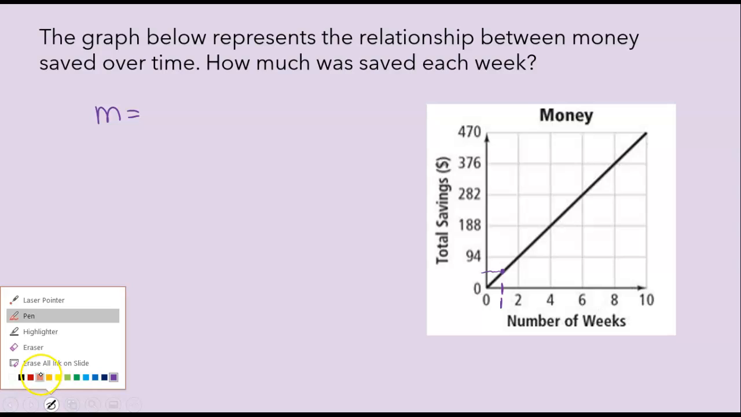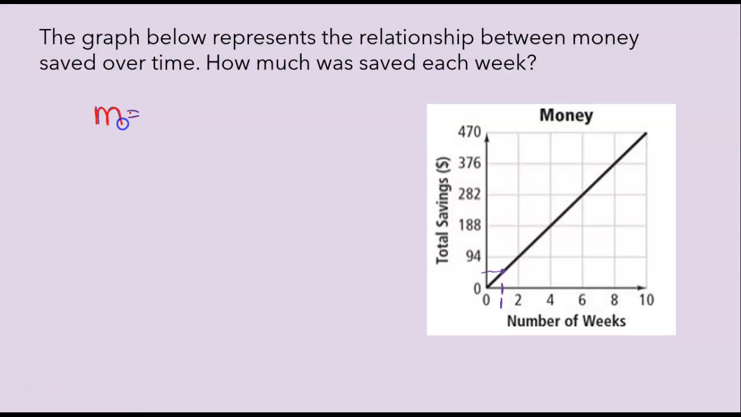I'm going to change over to red so it's a little bit easier to see. So I could just find a good point. 2 good points, that works. How far did I have to rise up? I went from 94 to get to 188. How far is that? 94. It is 94.